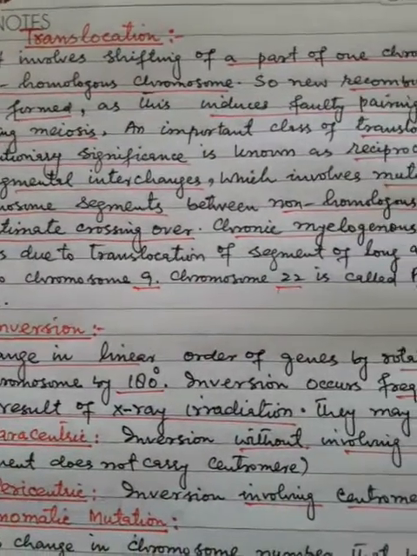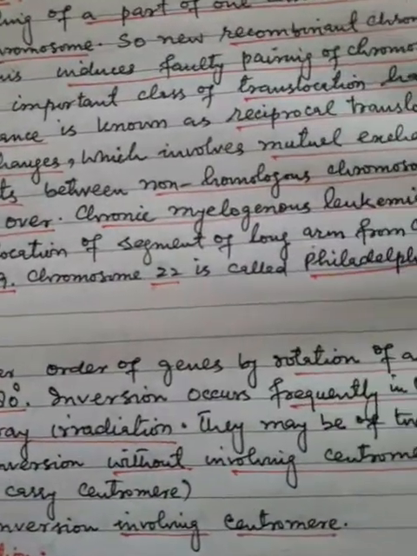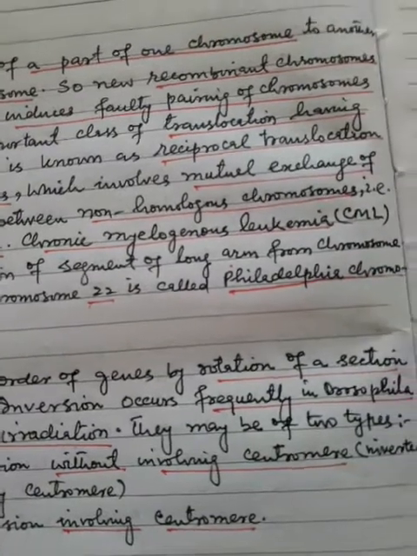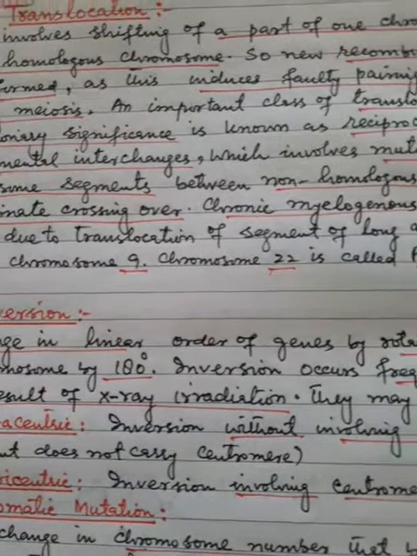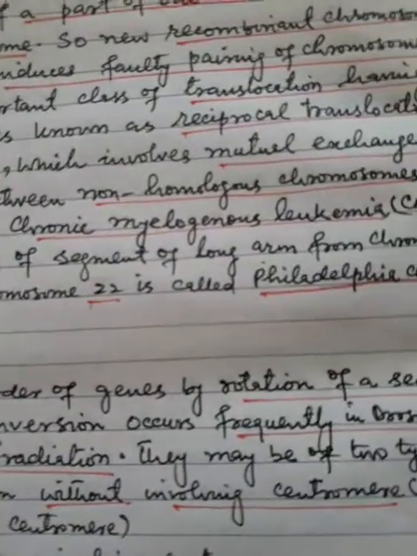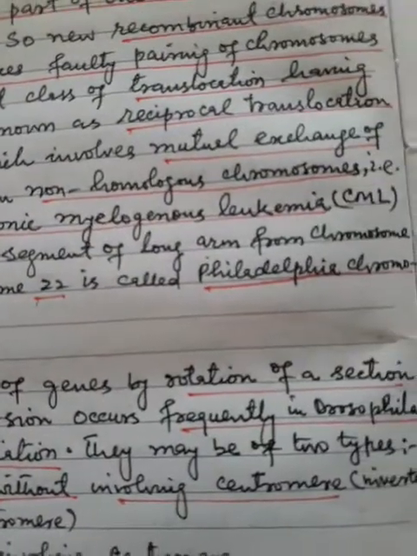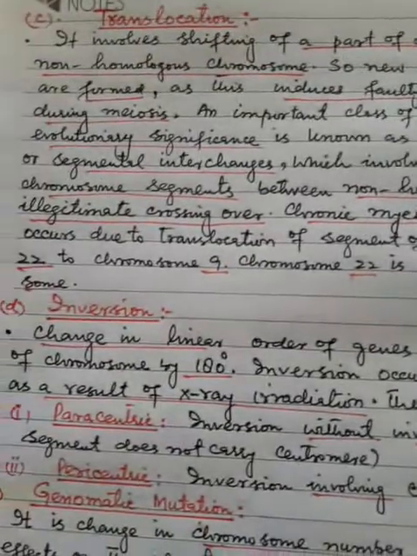occurs due to translocation of a segment of the long arm from chromosome 22 to chromosome 9. Chromosome 22 is called the Philadelphia chromosome.